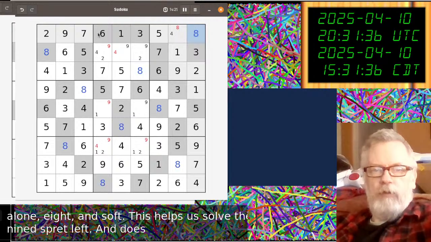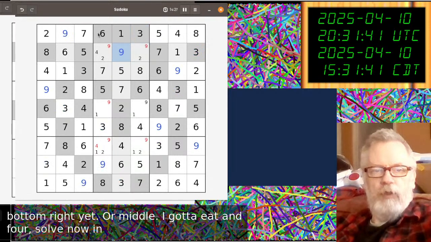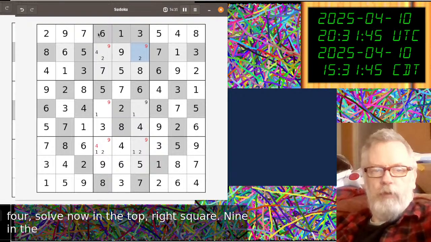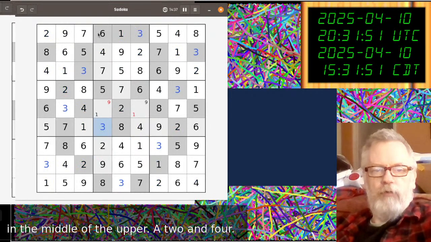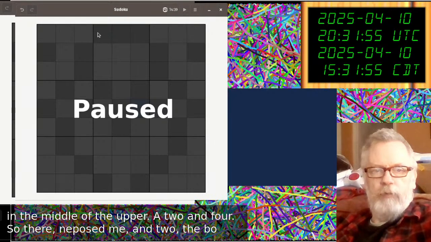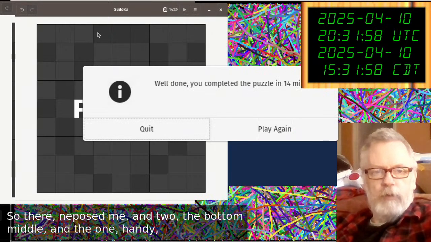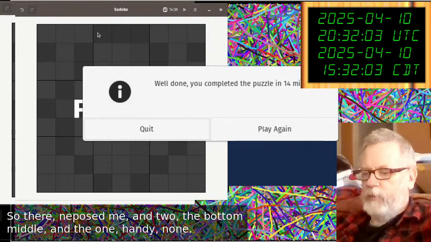I got an 8 and 4 solved now in the top right square, 9 in the middle of the upper center, a 2 and 4 solved there, and that gives me the 1 and 2 in the bottom middle, and a 1 and a 9 in the middle center square. Took us 14 minutes, 28 seconds to solve that puzzle.